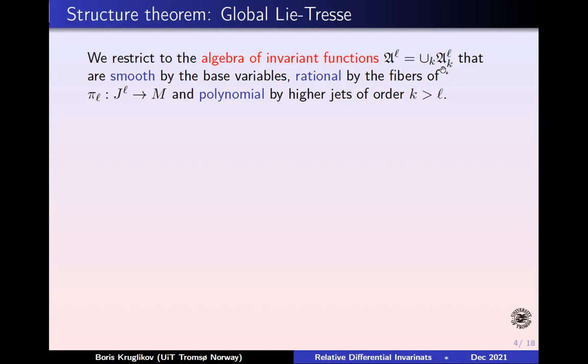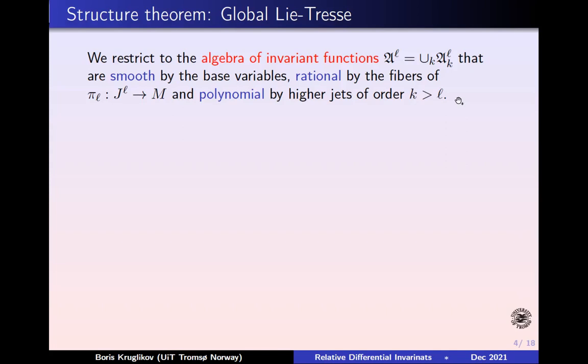Okay, what is this L? So L signifies that we consider functions which are smooth by base, rational by fibers of the jets, and actually even polynomial by jets starting from a certain order. That is, up to a certain order L, we allow rational behavior, but starting from this, only polynomial behavior.